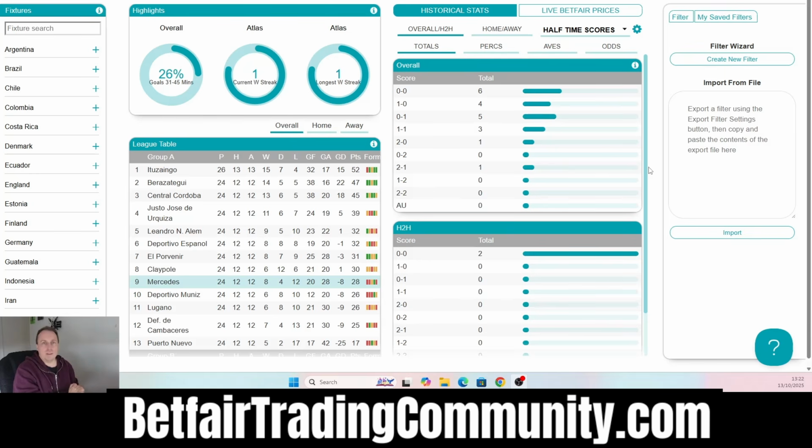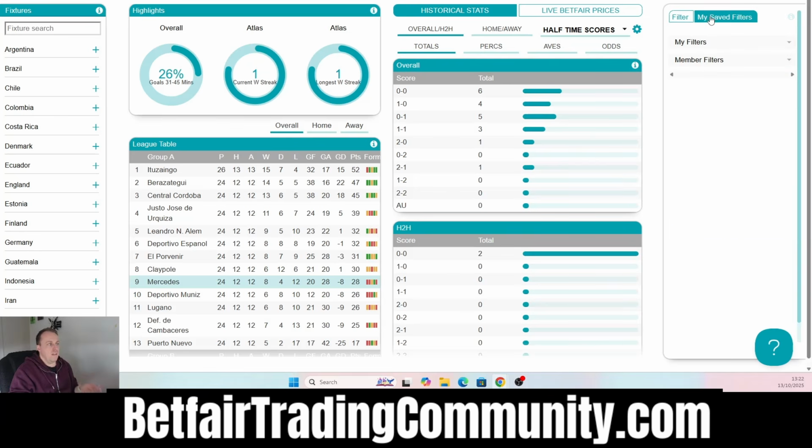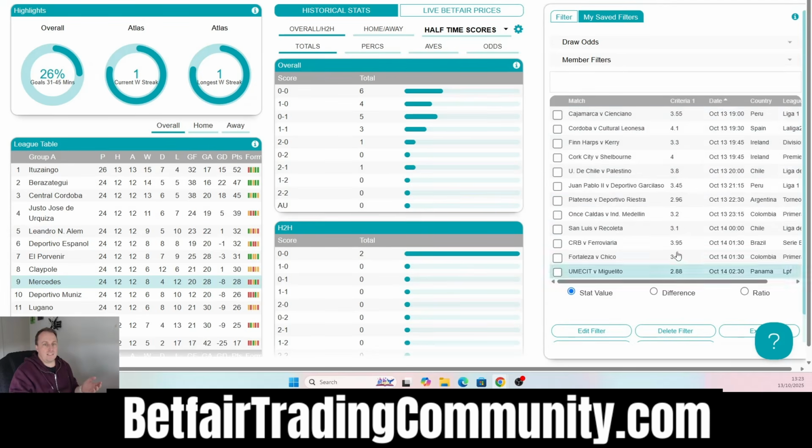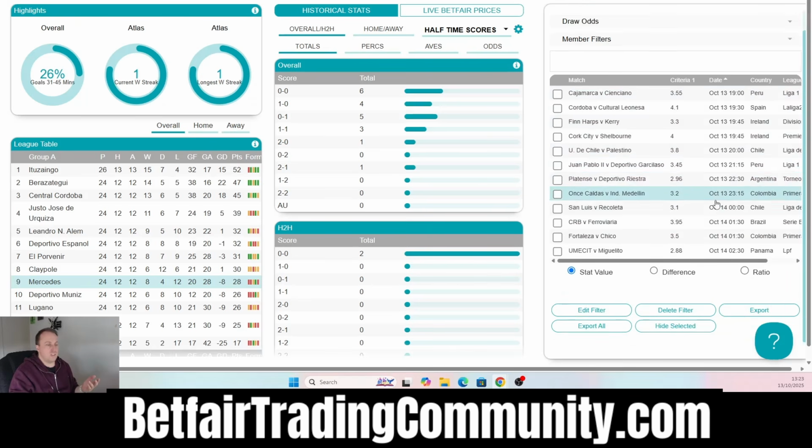This is crucial, okay? I want the draw odds for the matches that are worth actually trading. And I also want to be able to input those into ChatGPT. So I've got a filter and it's under my saved filters. And this is very simple. It's called draw odds. And as you can see, it pulls up all the games and you can see this criteria one is their draw odds. So you can literally just look at this straight off the bat.